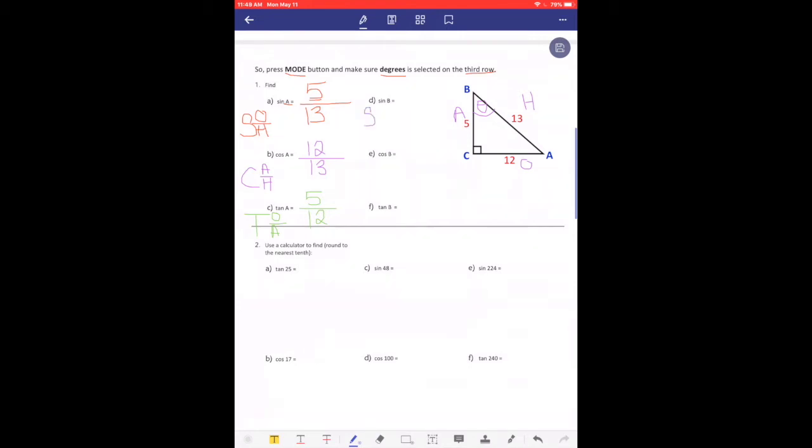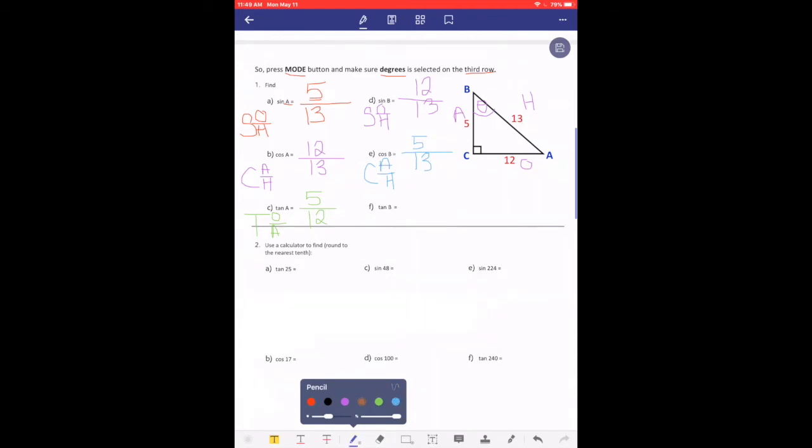Remember it's SOHCAHTOA, S-O-H, sine is opposite over hypotenuse. So opposite, I labeled as 12. Hypotenuse, that was 13. So 12 over 13 is my fraction. Then I'm going to be doing cosine of B. Remember, cosine is adjacent over hypotenuse. Adjacent, I labeled as 5, and my hypotenuse I labeled was 13.